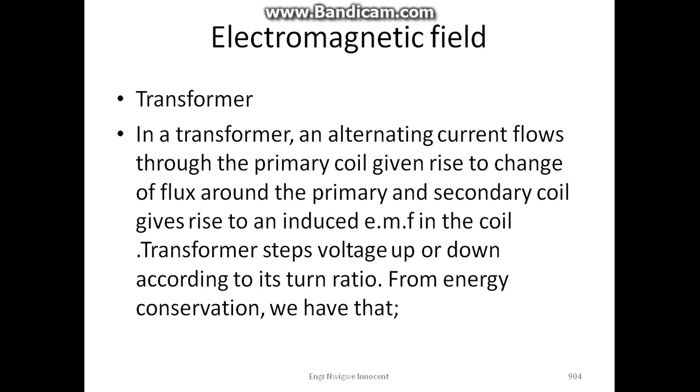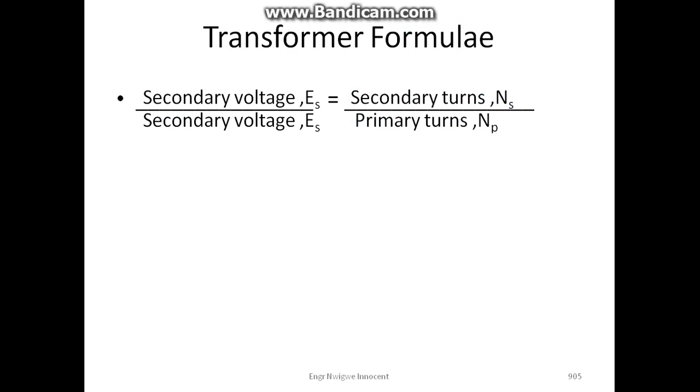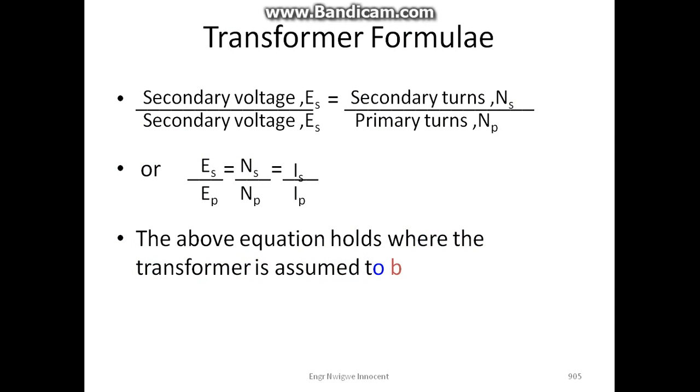From energy conservation, we have the transformer formula: secondary voltage ES over primary voltage EP equals secondary turns NS over primary turns NP, or ES over EP equals NS over NP equals IS over IP. The above equation holds where the transformer is assumed to be 100% efficient.